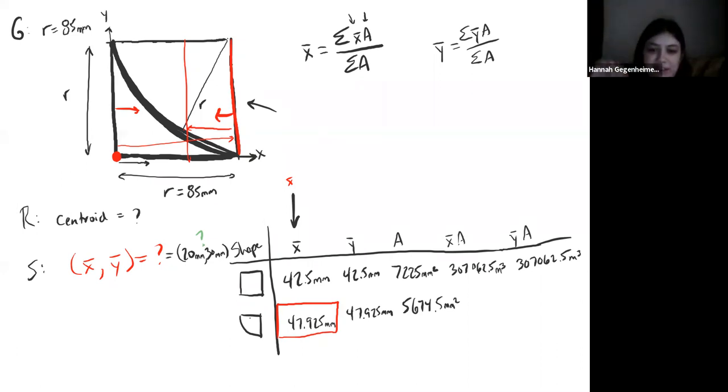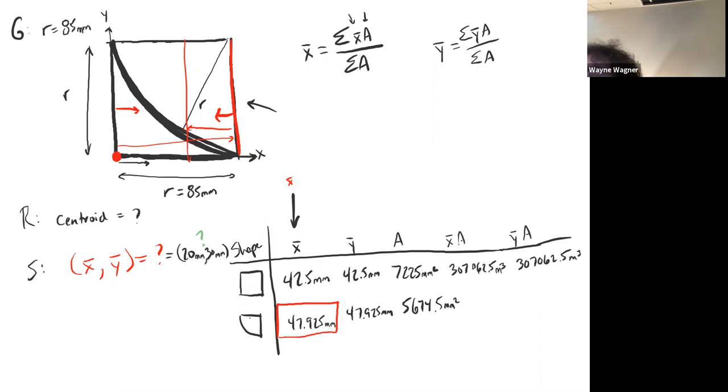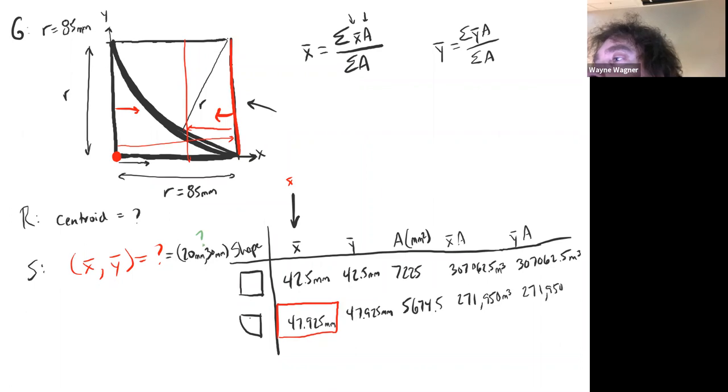Multiply 47.925 and 5674.5. Yep, 5674.5. Okay, so we're kind of having a struggle in some space here. Let's do this. Okay, 271,950. Okay, meters cubed, and this is going to be the same. 271,950 meters cubed.